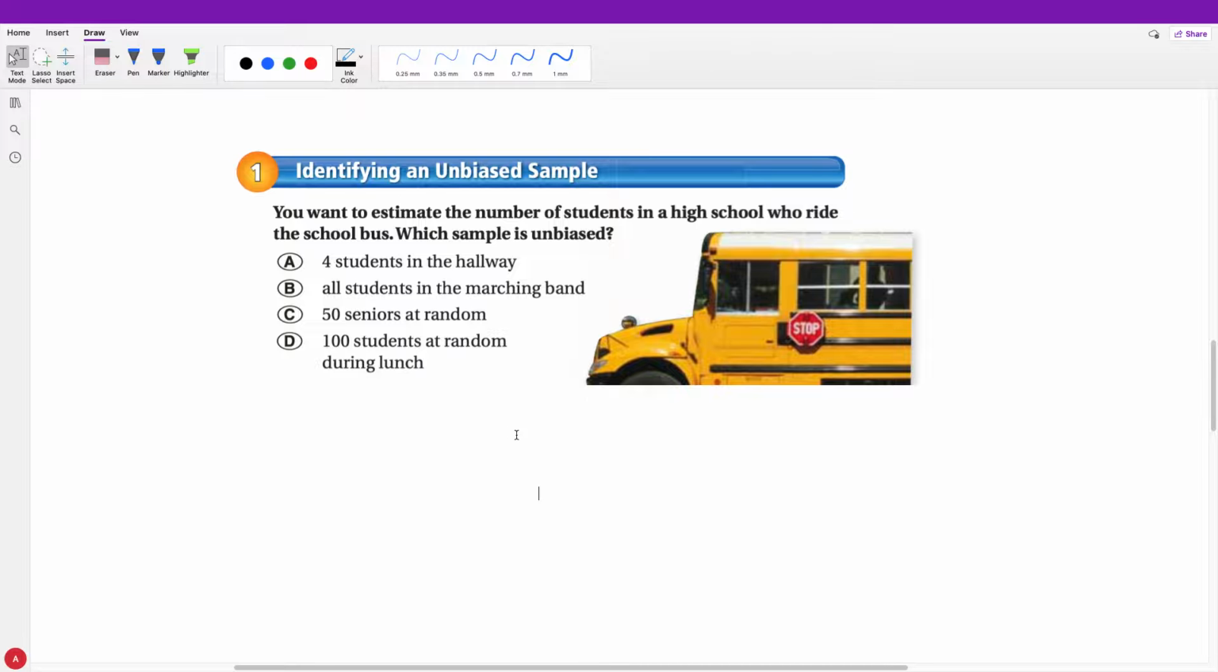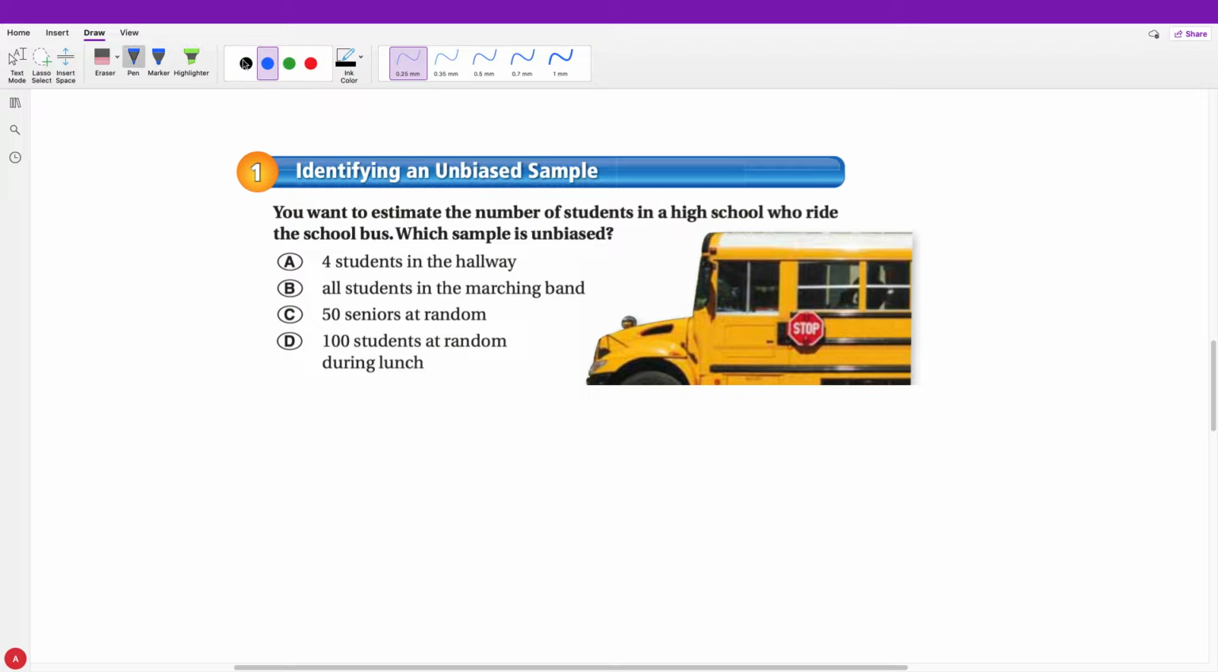All right, so here, identifying an unbiased sample. You want to estimate the number of students in a high school who ride the school bus. Which sample is unbiased? The four examples we have are 4 students in a hallway, all students in a marching band, 50 seniors at random, or 100 students at random during lunch. So let's go through these.